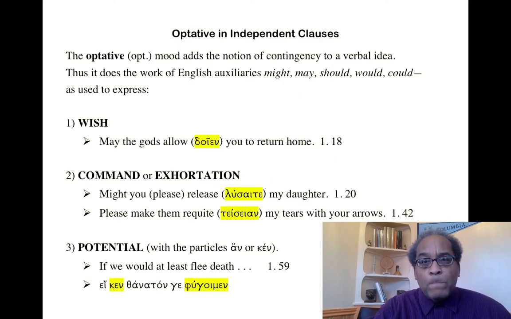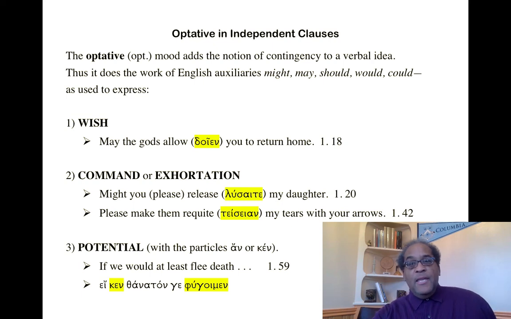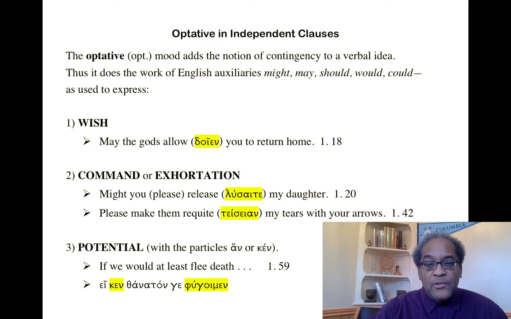So again, just to review, these optatives in independent clauses can be used to express a wish, may the gods allow you to return home, or a command, a polite request, might you please release my daughter, please make the Danaans requite my tears with your arrows, or the simple idea of potential. If we are to flee, if we would at least flee death: ei ken thanaton ge phugoimen.